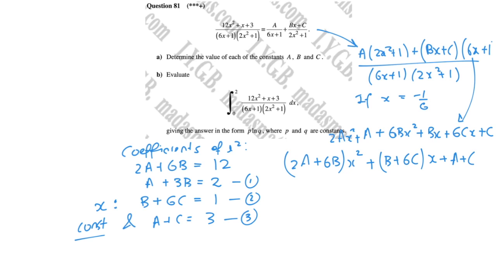Yeah. Yes, that's right. Perfect. So a is equal to 3, b is equal to 1, and c is equal to 0.